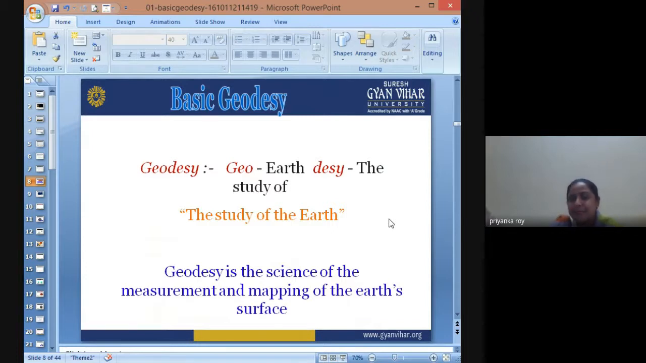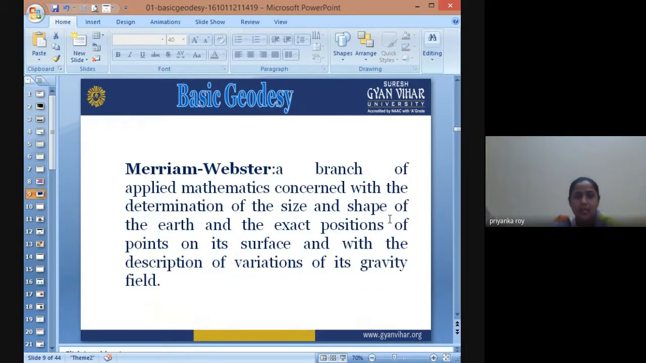Geo means earth and desy means the study, so basically it means the study of the earth. Geodesy is the science of measurement and mapping of the earth's surface. As Merriam-Webster has explained, it is a branch of applied mathematics concerned with the determination of the size and shape of the Earth and the exact position of points on its surface, with a description of the variation of its gravity field. So the gravitational field can be different. The variation of this gravity field is also in the context of geodesy.